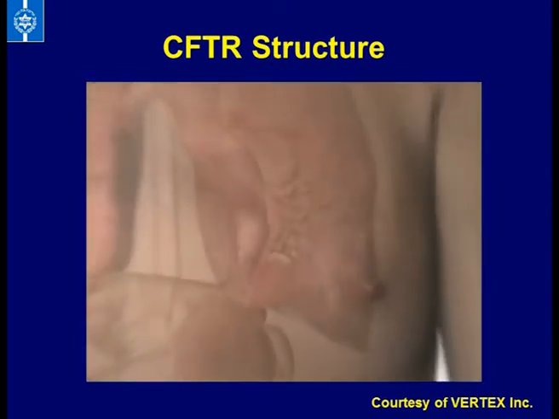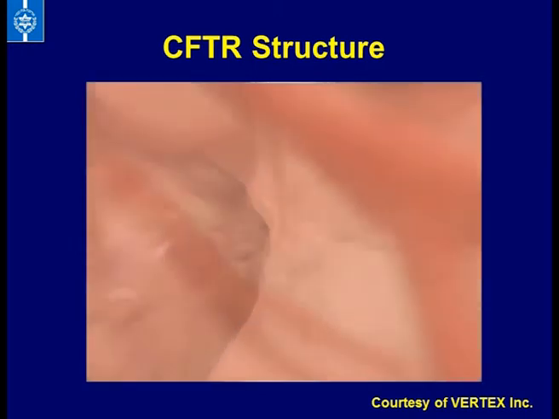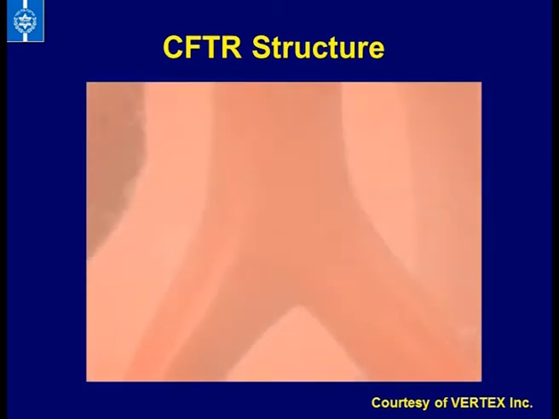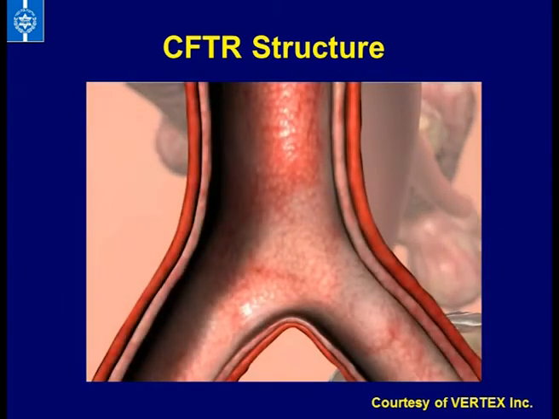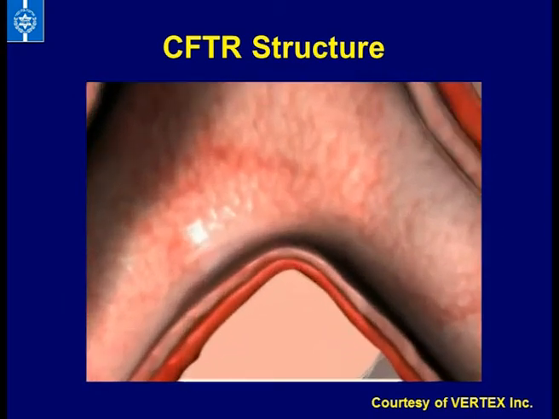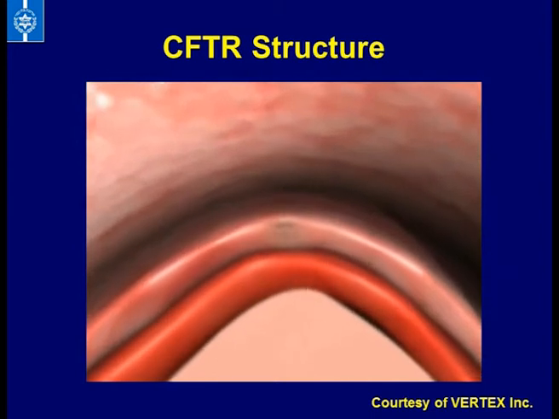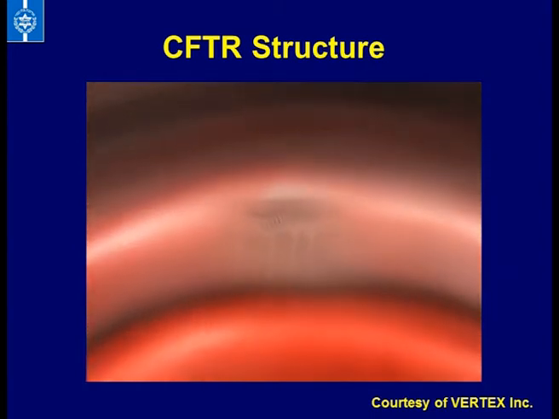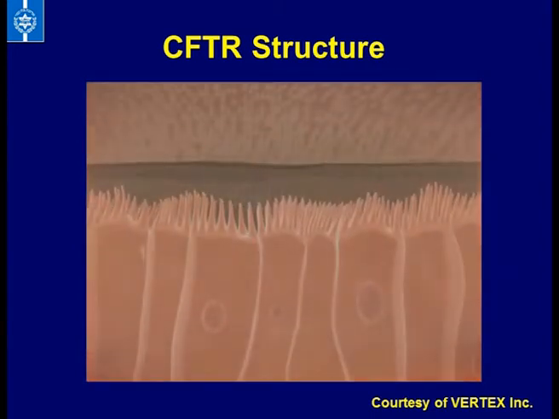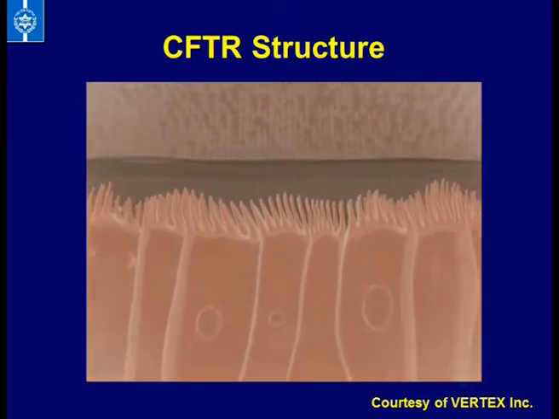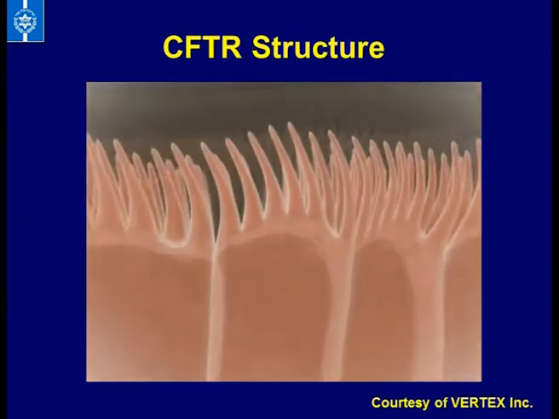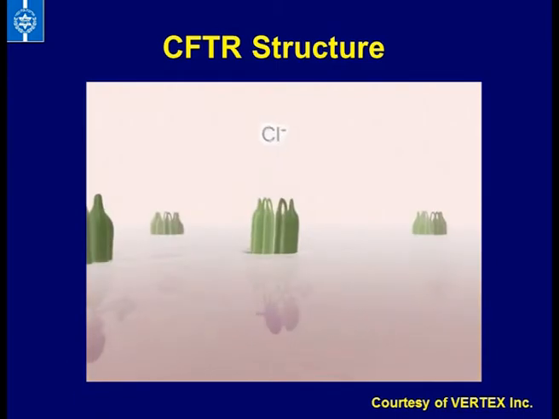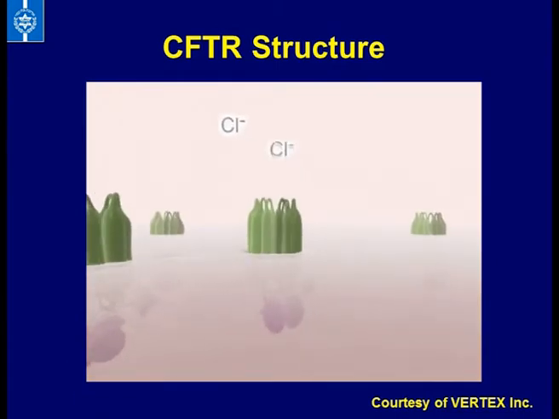The cystic fibrosis transmembrane conductance regulator, or CFTR protein, is located in the apical membrane of cells lining the airways and also can be found in other areas of the body, including the sweat glands, intestinal, reproductive, hepatic, and renal epithelia. The CFTR protein facilitates the transport of chloride into and out of cells.